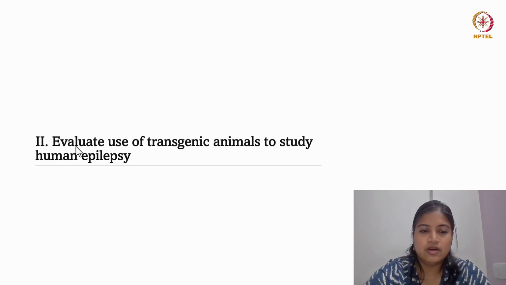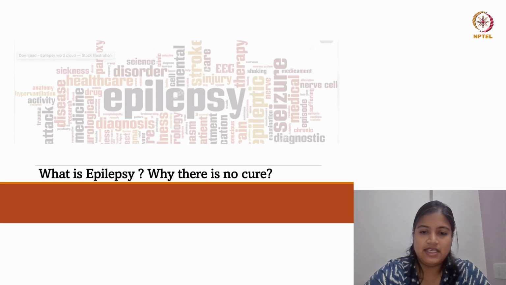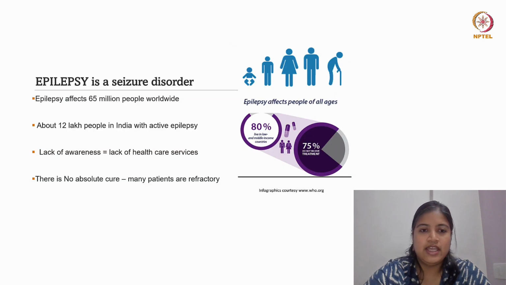Next, we're going to talk about how we use transgenic animals to study human epilepsy. So, what is epilepsy and why is there no cure? Epilepsy is a neurological disorder which is characterized by seizures. Epilepsy affects about 65 million people worldwide. That includes about 12 lakh people in India with active epilepsy. Epilepsy can affect people of all ages. It can begin in infants as young as 3 months old. It can present itself in adolescents, in adults, and in elderly populations.